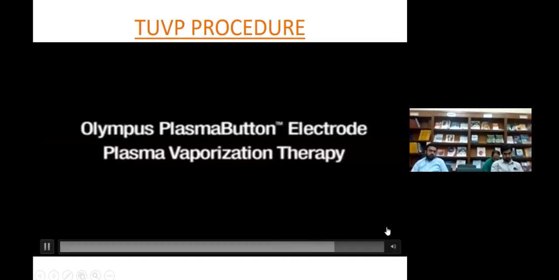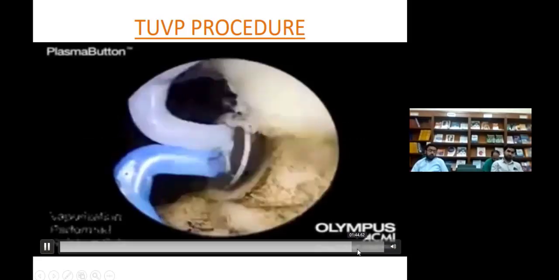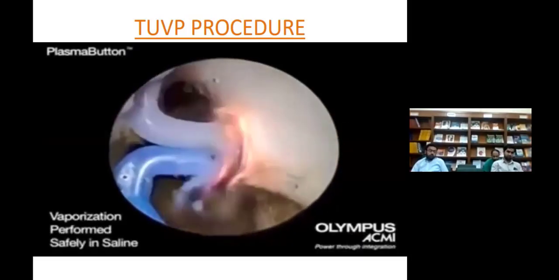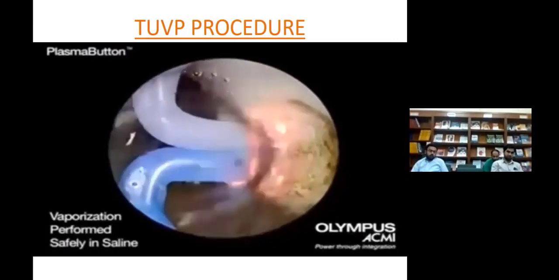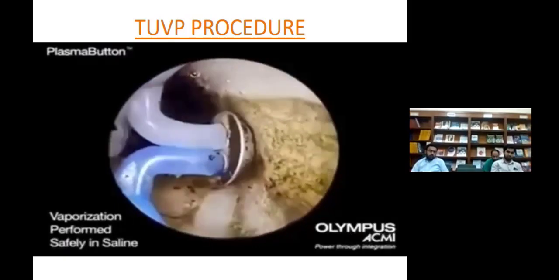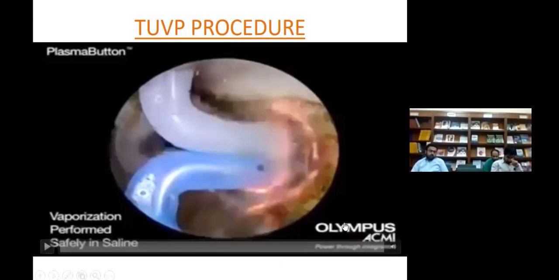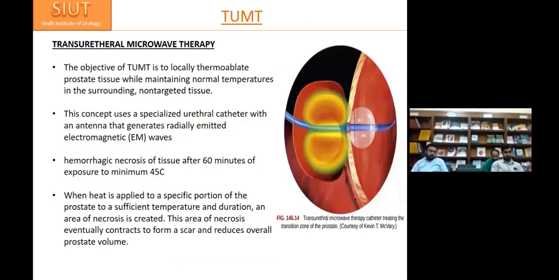The real-time settings, it looks like this. As you can see, there are no tissues for histopathology in this procedure, just a drawback. And moving forward, transurethral microwave therapy.